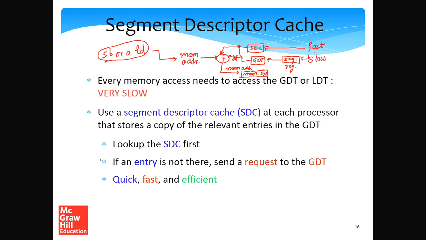So what is the idea? We look up the SDC first. If an entry is not there, then only we get it from the GDT and we populate the SDC. Otherwise, we take the value from the SDC. So this method is very quick, fast and efficient, and almost hides the fact that we are adding an additional level of work to every memory access. This fact gets hidden with modern hardware, and we'll discuss how in chapter 9. But the important point to note is that with a segment descriptor cache, things become really fast. You don't have to access the GDT for every single memory access.